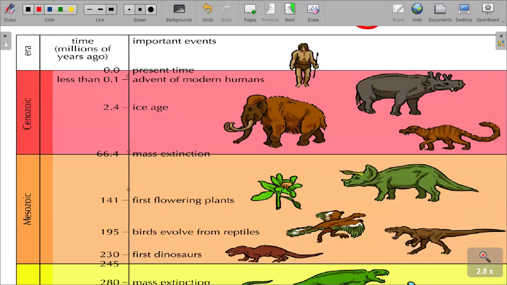So we have got the era in the first column here, and then we do have the time in millions of years ago. I'm sure you are quite aware that in life science we talk about millions of years ago as Mya, and then the important events that occurred in those times.